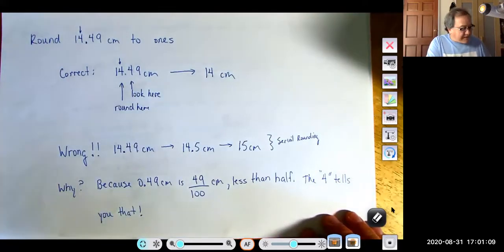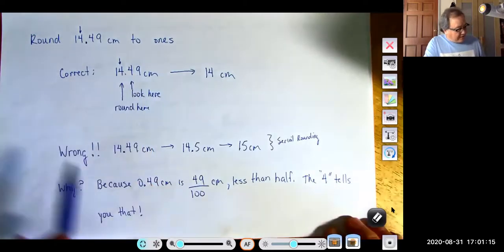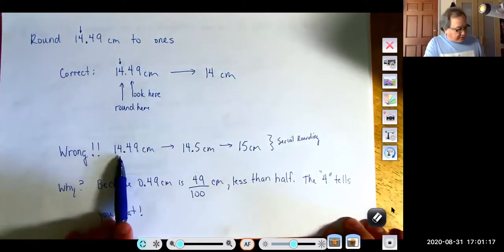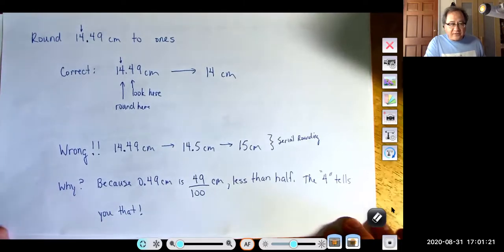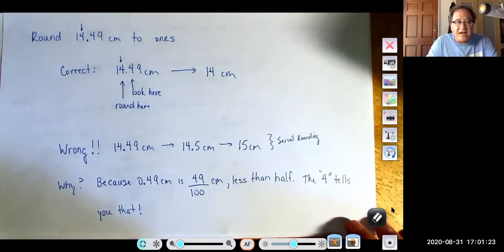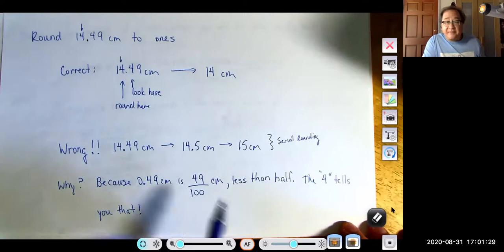Now, what about this 9? How does that affect anything? And the answer is not one bit. Let's take a look here. This is the wrong way to do it. That's why this says wrong, exclamation point. This is so that you learn the lesson of what not to do. Sometimes you learn better from making a mistake than from not making a mistake. So let's make the mistake.